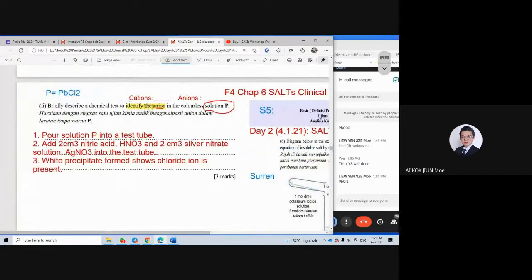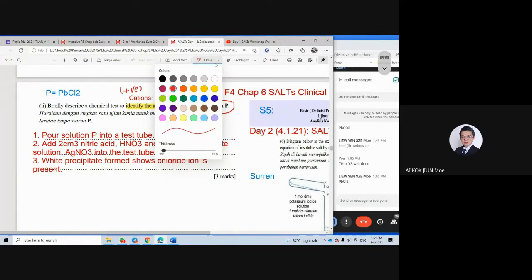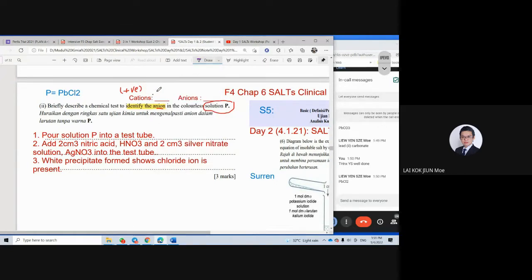So which one is your cation? Which one is your anion, Yanxi? Your cation will be positive. I like cat. So it's a positive ion. So positive ion means Pb2+ here. Anion will be semut. I don't like semut, semut steals my food. So Cl minus. So I want the anion only. So the Cl is the one I'm looking for.